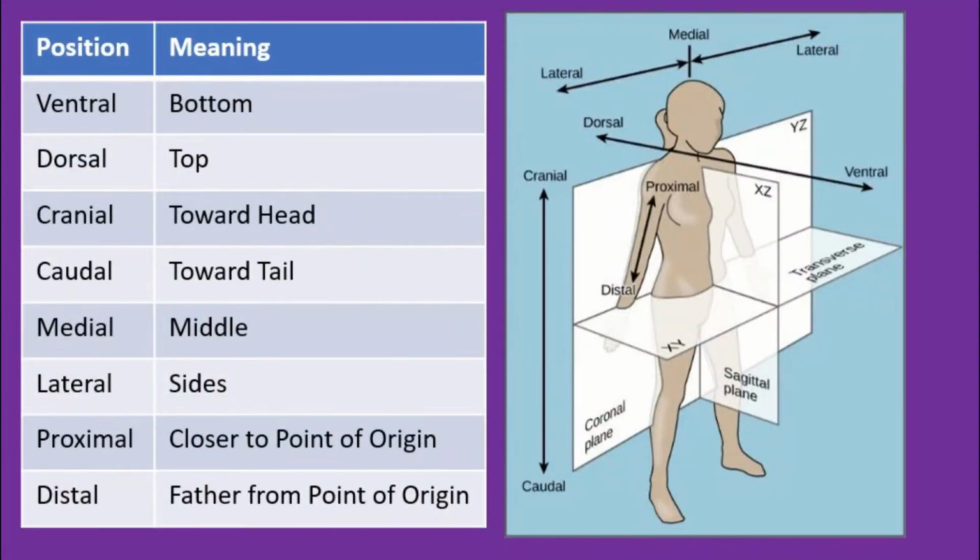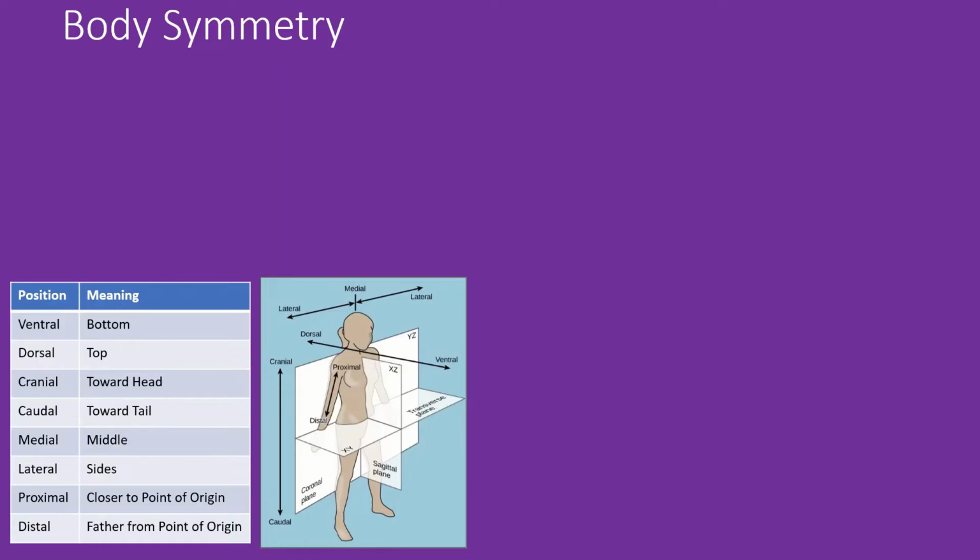Symmetry is the ability to divide an organism into two parts by at least one plane. The three planes used to divide animals are the sagittal plane, which divides an animal into equal left and right halves in the middle of the animal, the coronal plane, which divides an animal into top and bottom halves, and the transverse plane, which divides an animal into cranial and caudal halves.